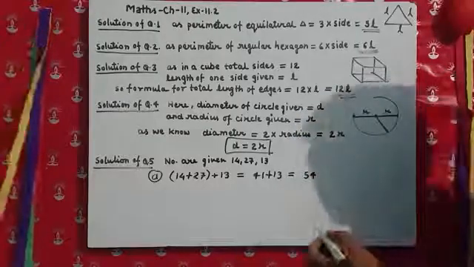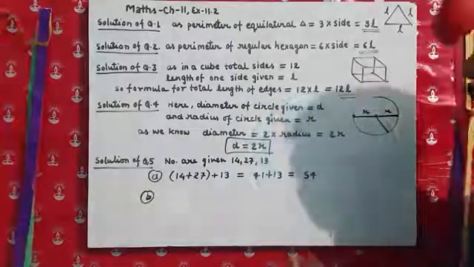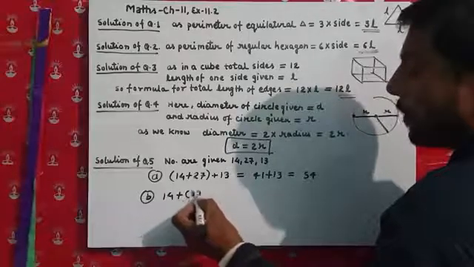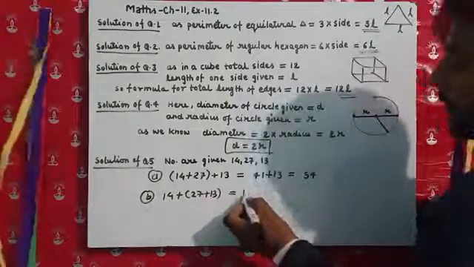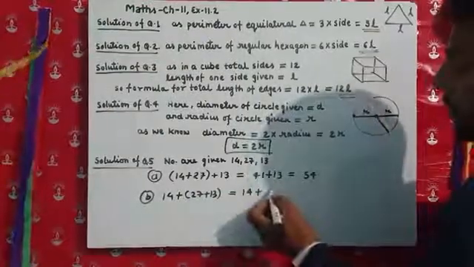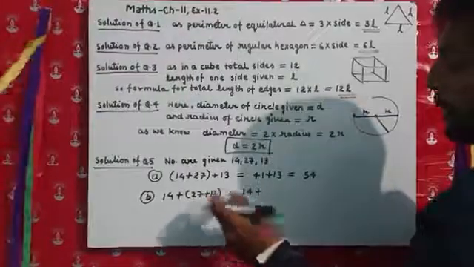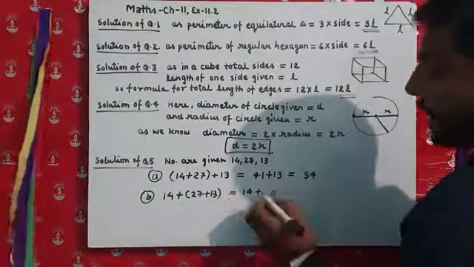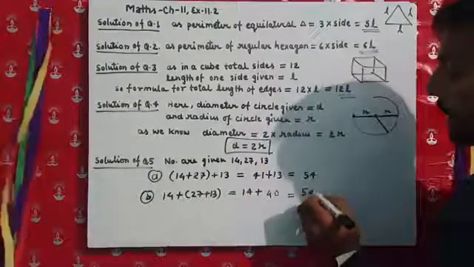Again, we do the same process for part B. According to part B, first we add 27 plus 13 and then we add 14. So 14 is written here and this becomes 7 plus 3 is 10, and 2 plus 1 is 3 and 1 carried over, so it becomes 40. Now when we add, we get the same value.